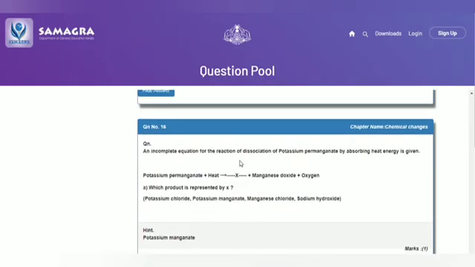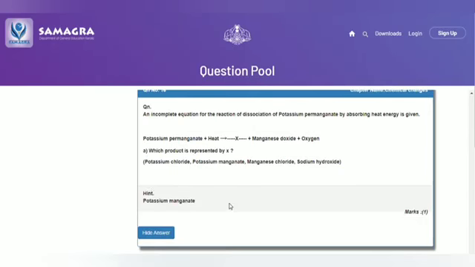It is exothermic. An incomplete equation for the dissociation of potassium permanganate by absorbing heat energy is given. That is, potassium permanganate plus heat gives X plus manganese dioxide plus oxygen. X is potassium manganate.